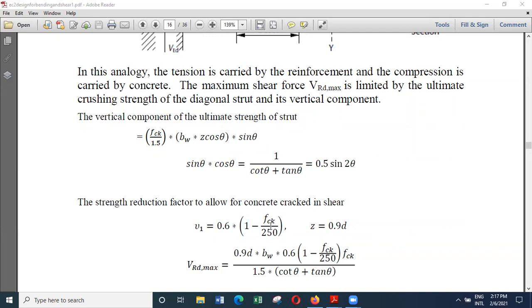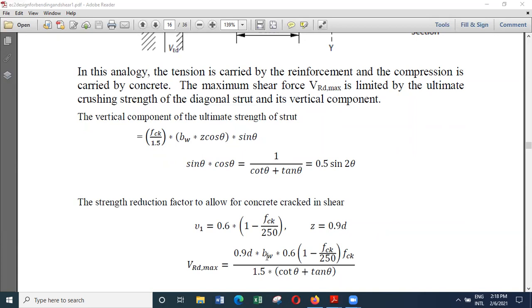So you can see these values will be about 25, 30, 35. So this will be close to 0.9. So you'll find that the new one is 0.6 times 0.9, something like 0.5. Around 0.5. This parameter is around 0.5. But we then write it in this form. So you can multiply this equation fck over 1.5 by this parameter. And bw is there. Z is there. Sine theta cos theta is written as 1 over cot theta plus tan theta.